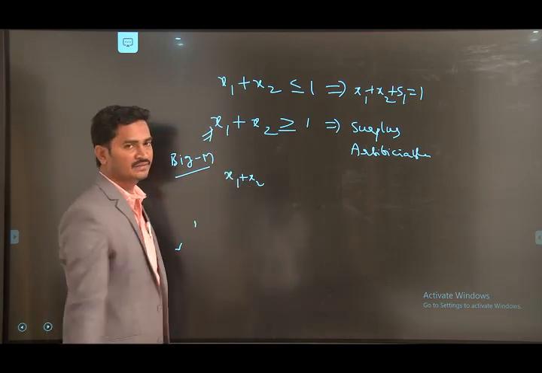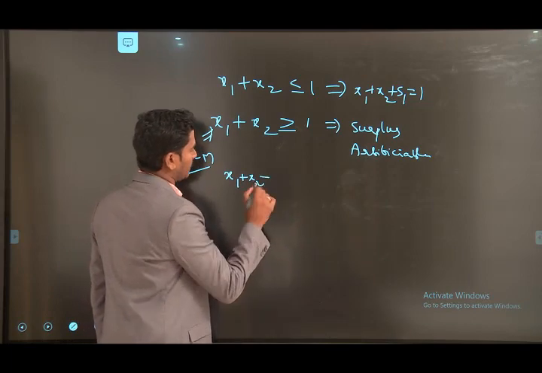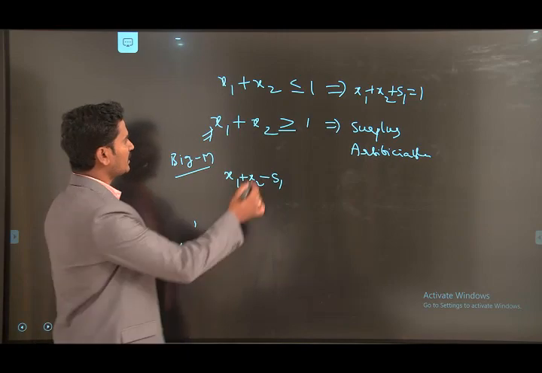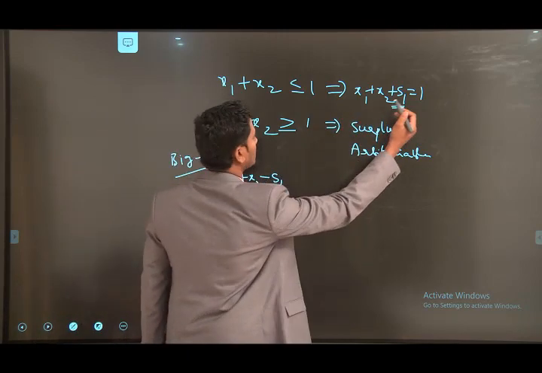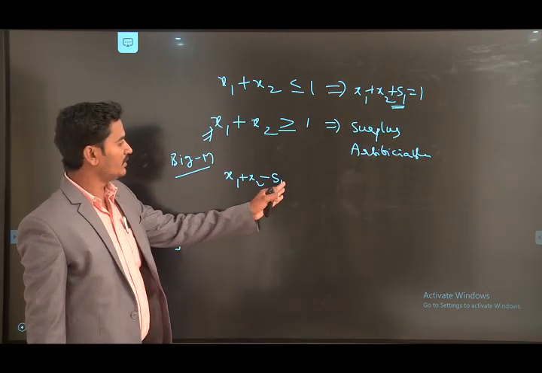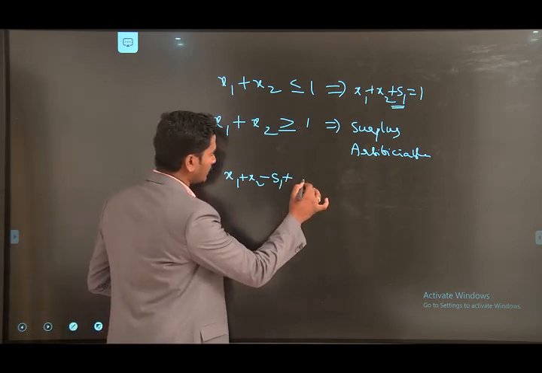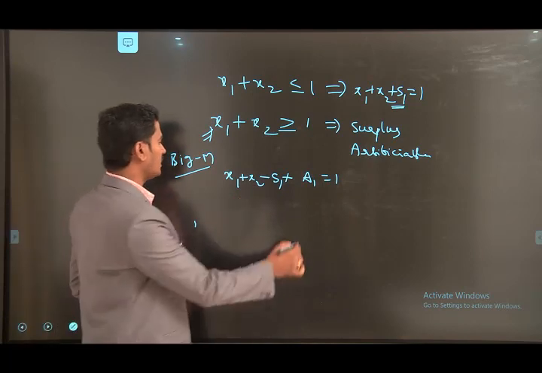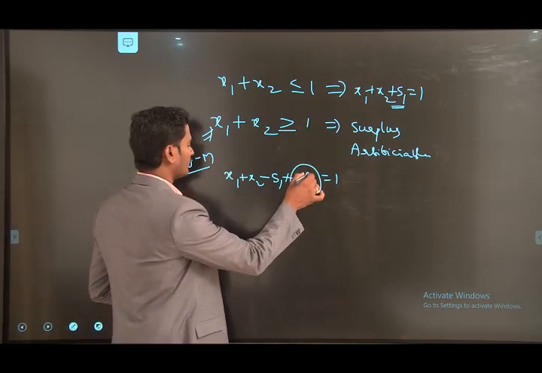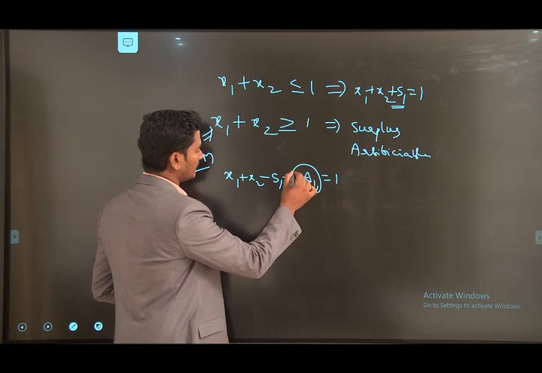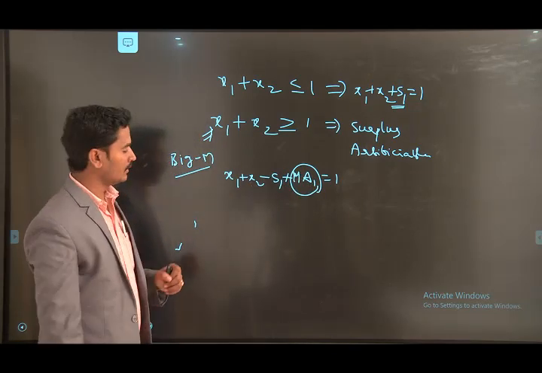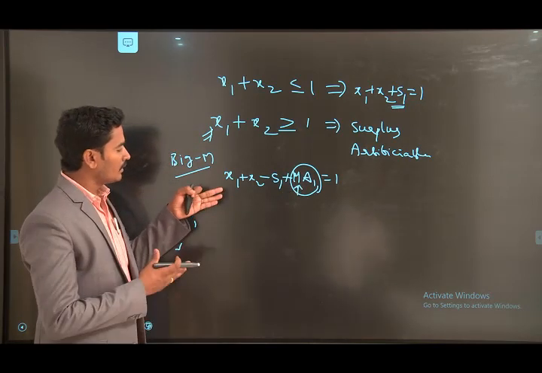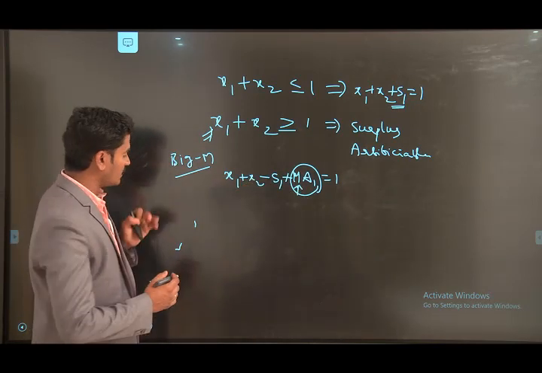Simply, we are taking x1 plus x2 minus surplus, meaning we take the minus. If it is a slack, we take S1 positive with a variable. An artificial variable A1 we are introducing to convert this. With the contribution value of A1, we take the value M. What is the sign of M? This sign is taken based on the objective function.